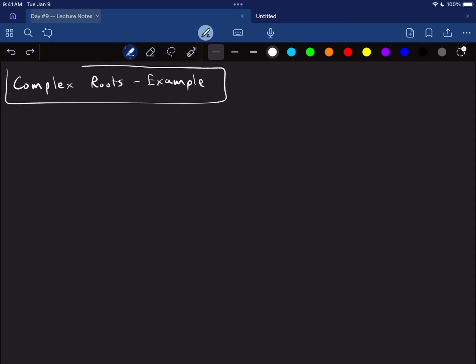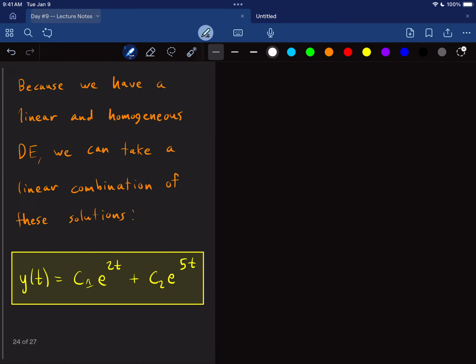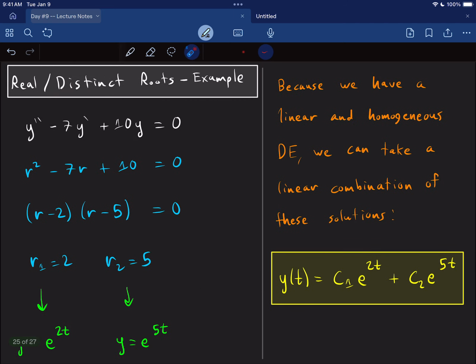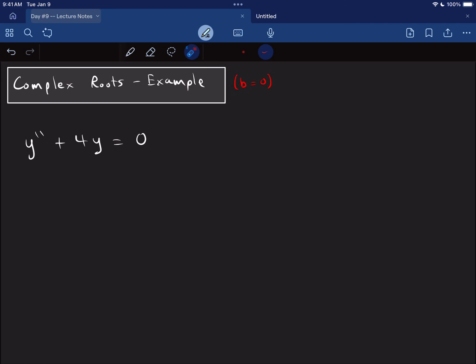Oop, that does not look good. All right, so we are going to do 2 examples of this. First off, I'll go ahead and note that b is going to be 0. So what I mean by that is we're going to have y double prime plus 4y equals 0. I don't have a y prime term. That b was the coefficient on the y prime. We can go back here, right? So b is 0, so there's no y prime. That's my first example, and we will end up with complex roots.